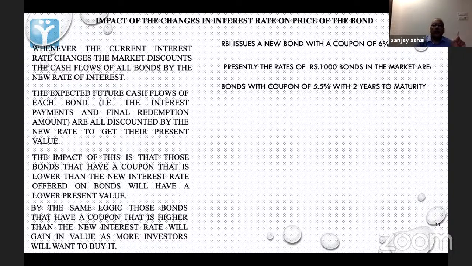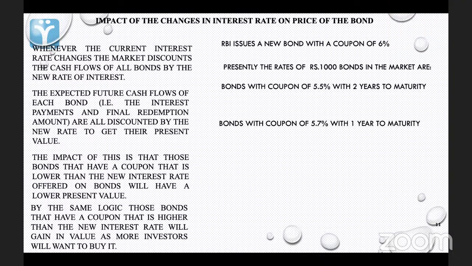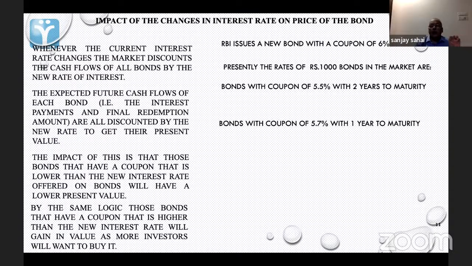इसका जो अब प्राइस होगा, will it remain 1,000 or will it go down? See, you need to ask yourself this question. Now there is another bond. Yes, Anjali? It will go down. It will go down, exactly. Similarly, there is a bond with a coupon of 5.7%, 1 year maturity. Iska kya hoga? This is also likely to go down.